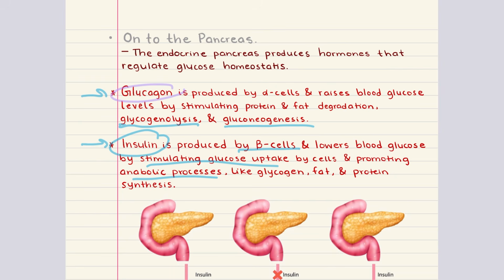Diabetes is characterized by chronic hyperglycemia, or persistently high blood glucose levels, either because the body doesn't make enough insulin or because the cells have become insensitive to it. So this means glucose accumulates in the bloodstream even though the cells are starving for energy.